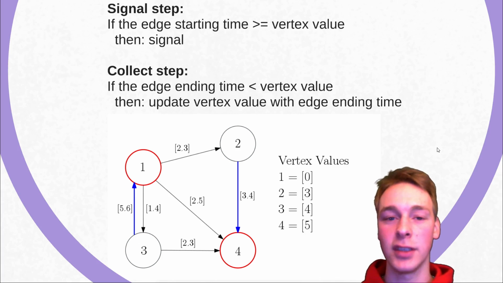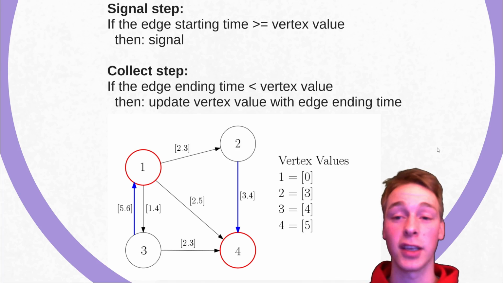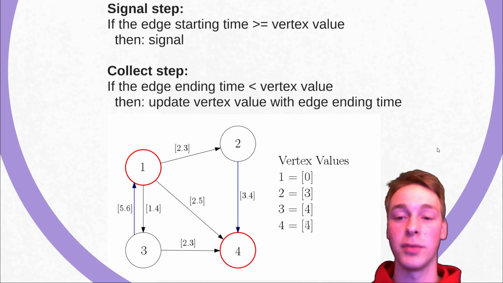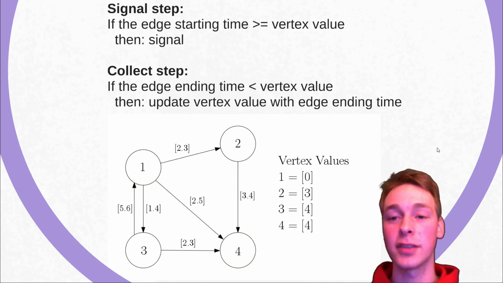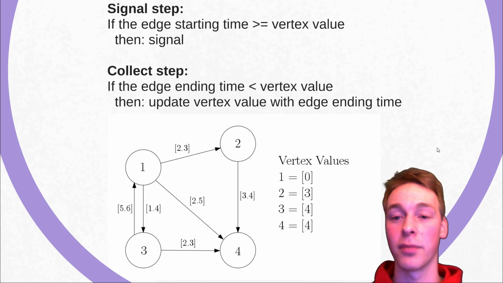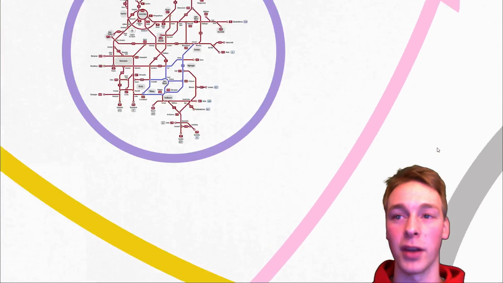And here we see that 1 has an incoming message of 6, but its current value is 0, which is already smaller than 6, so it won't update the value. And 4 has an incoming message of 4, which is smaller than the 5 that we already had, so it will update that value. And then we're done. On the right side, you see all the vertex values, which represent the earliest arrival times if you would leave at 1. And that is all done in a distributed manner.